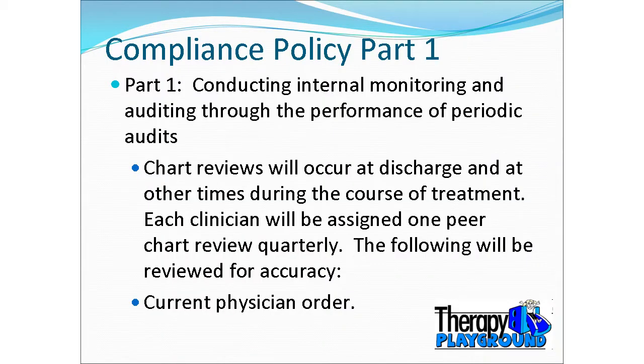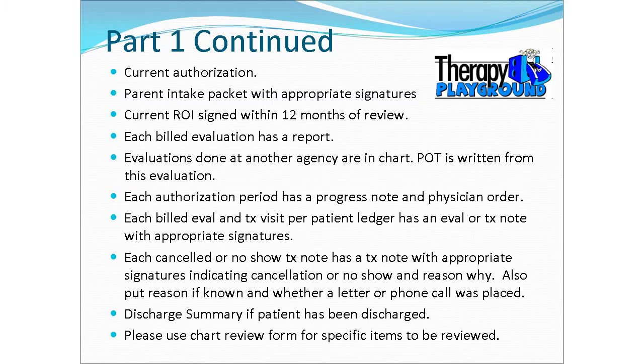Chart reviews will occur at discharge and at other times during the course of treatment. Each clinician will be assigned one peer chart review quarterly. The following will be reviewed for accuracy. And you know all this: the physician's order and/or the current auth, parent intake packet with appropriate signatures, current ROI signed within 12 months of review. Each billed eval has a report, and/or evaluations done at other agencies are in Raintree. POT is written from this evaluation.